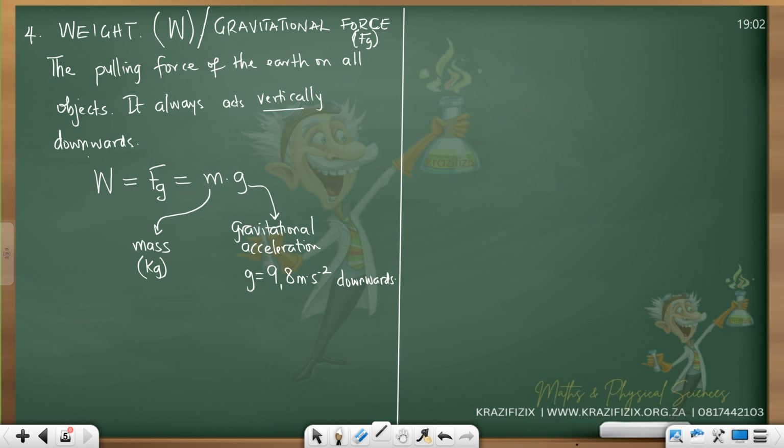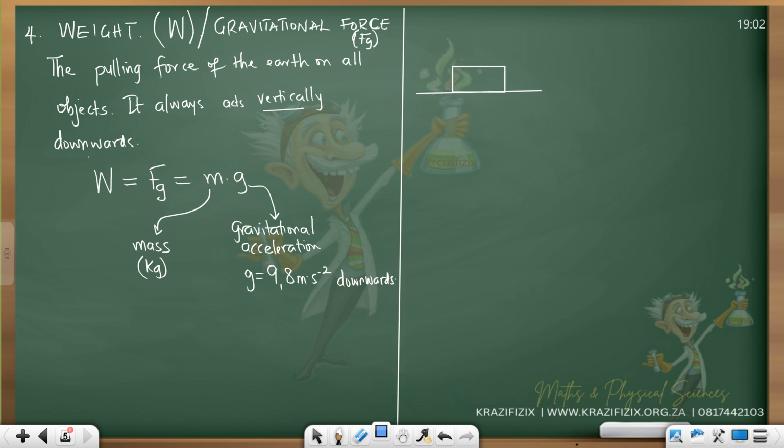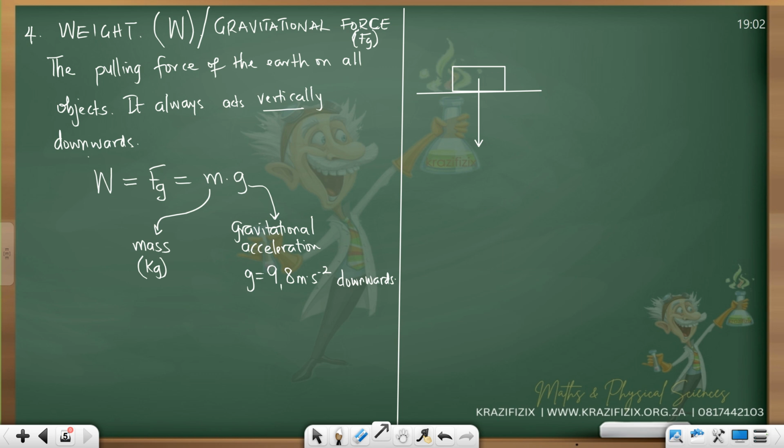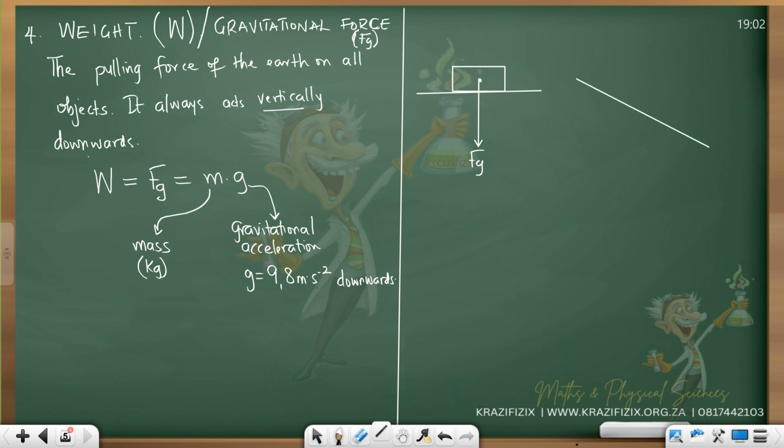Downwards. So if I have an object, let's say I have a box. If I have a box, this force is going to be acting vertically, meaning straight down. Fg, and it's from the middle. Even if I have this object on an inclined plane, so let's say we have an object on a plane.